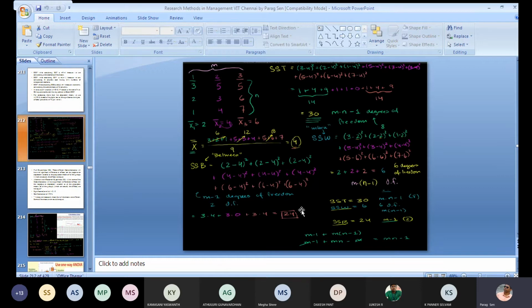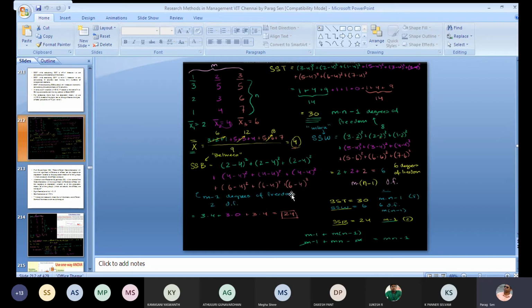Now what will be the value of the degrees of freedom? It is simply 2, because there are 3 columns. You are considering the sum of square between. That means there are 3 groups you are considering. So obviously if you subtract 1, 3 minus 1 is equal to 2. So your degrees of freedom will be 2 here.